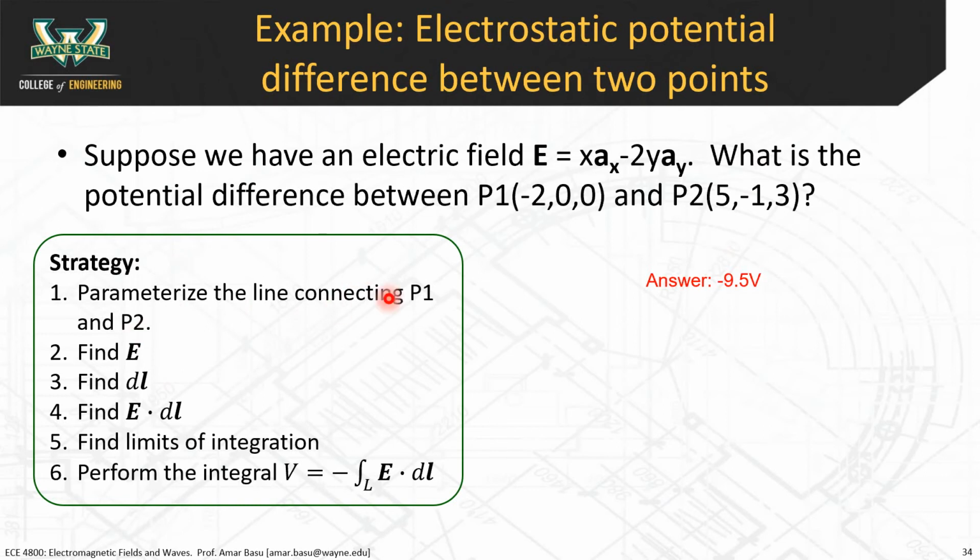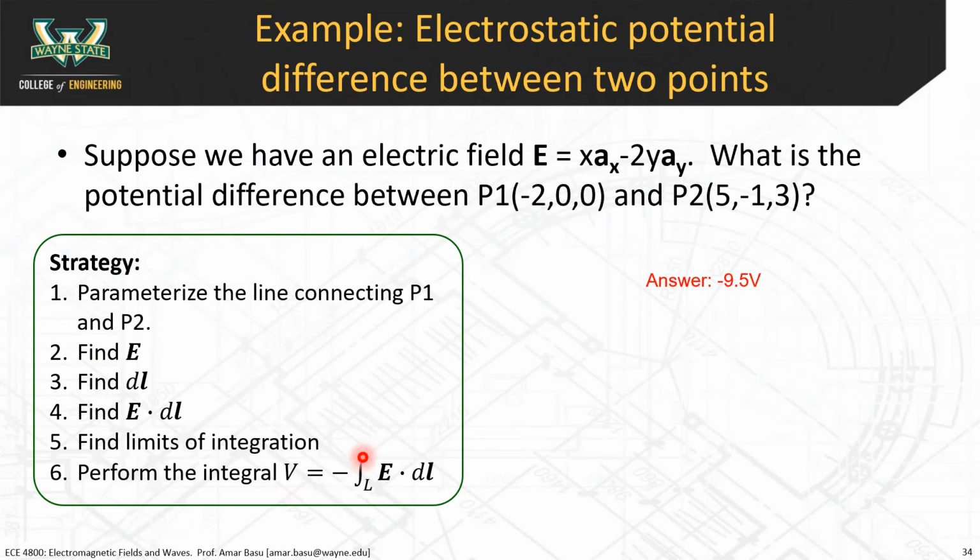The second step is to find the electric field. Well, finding the electric field in this problem is easy. You're given the electric field. Next step is you find dl. This depends on what coordinate system you have. You can use the tables from the vector math chapter to find what dl is. And then you take the dot product of E and dl, so you're finding E dot dl. Choose your limits of integration, and then finally you perform the integral of E dot dl.